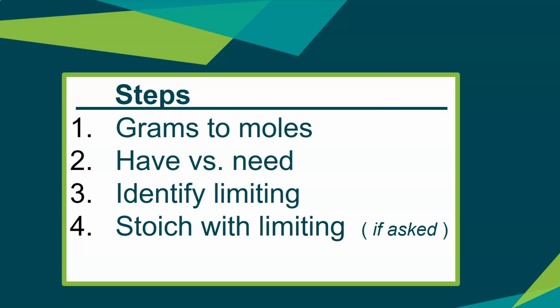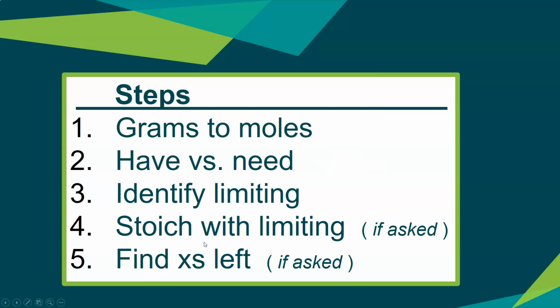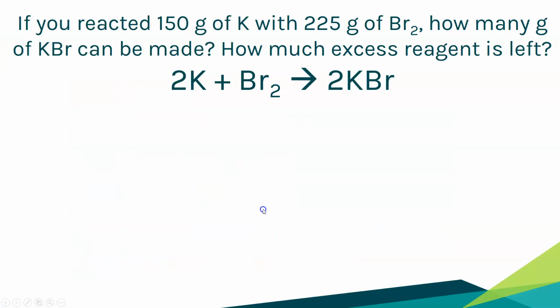Now that's if the problem wants us to. Don't be on autopilot doing more work than you need to. If it only wants to know which is the limiting reagent, then stop after step 3. Don't keep going, okay? Last step would be to find your excess left over, once again, if you're asked, if it's a longer problem.